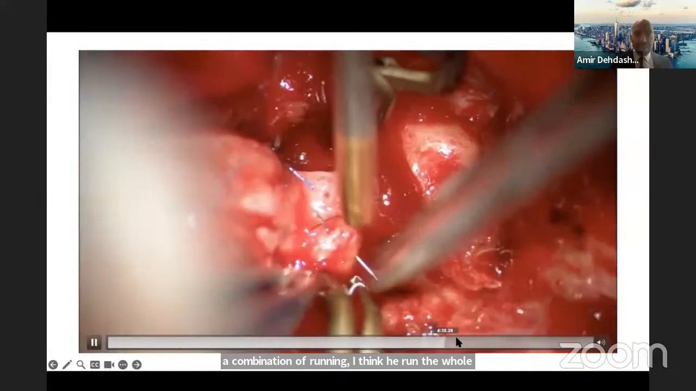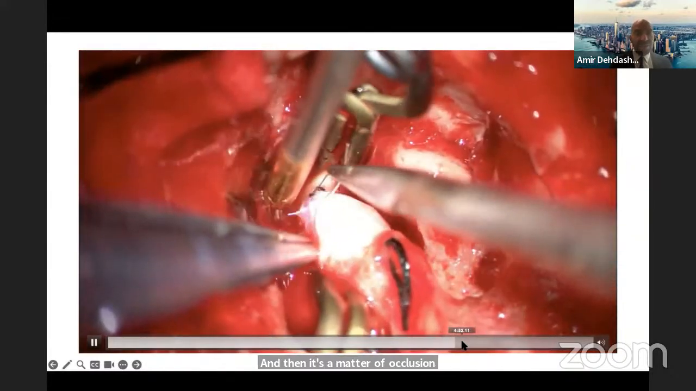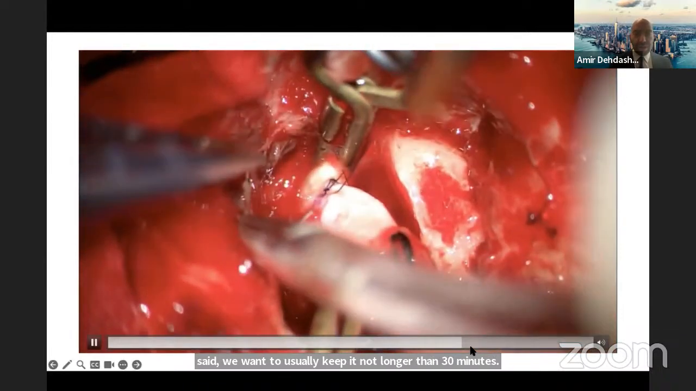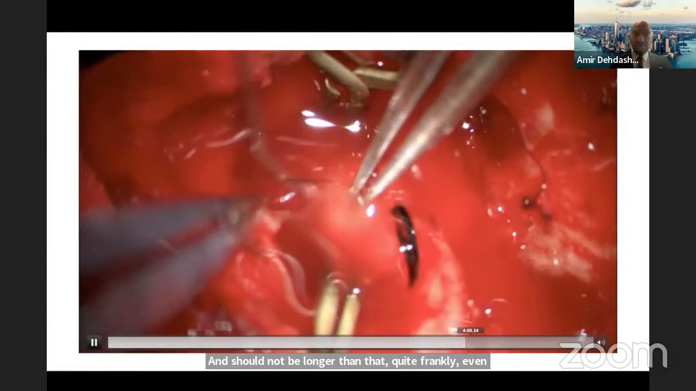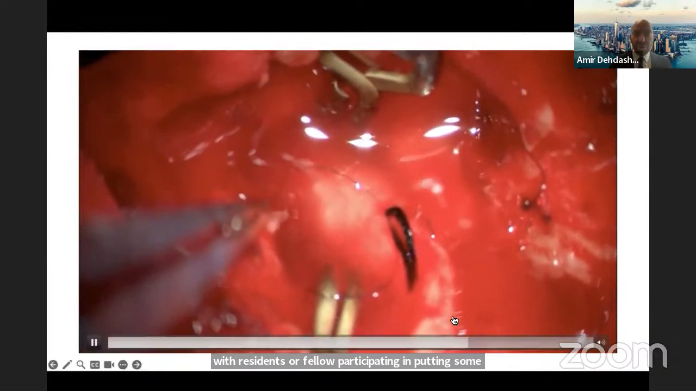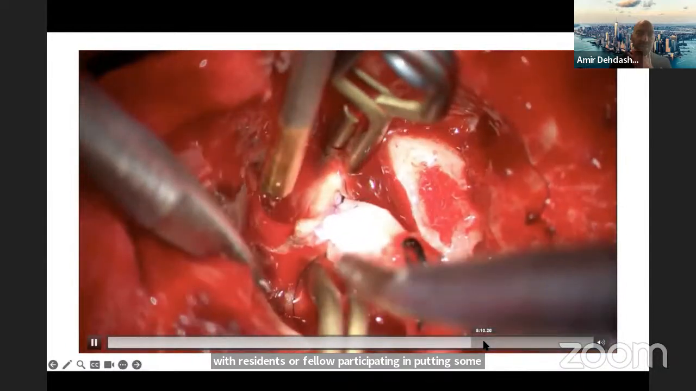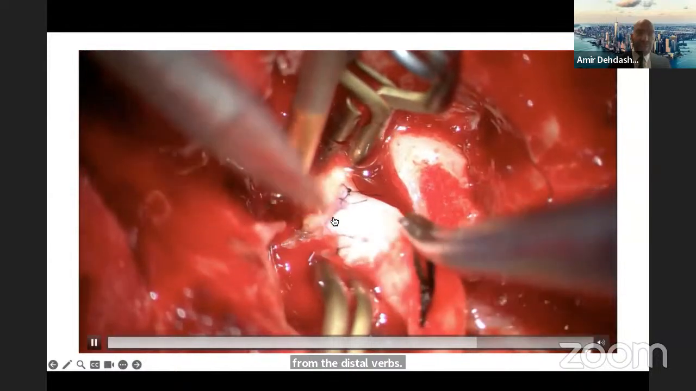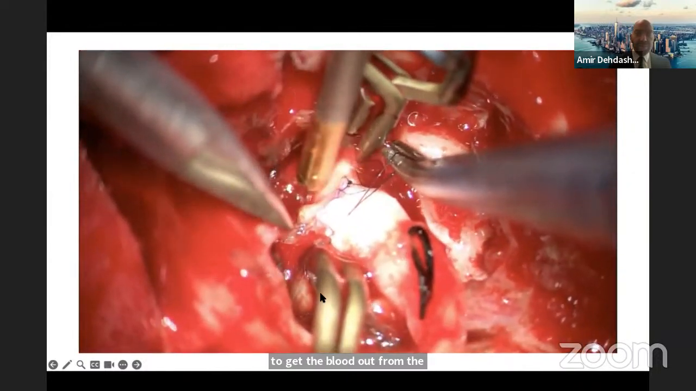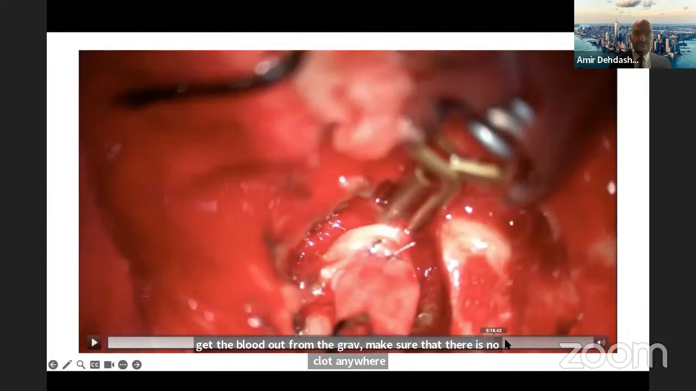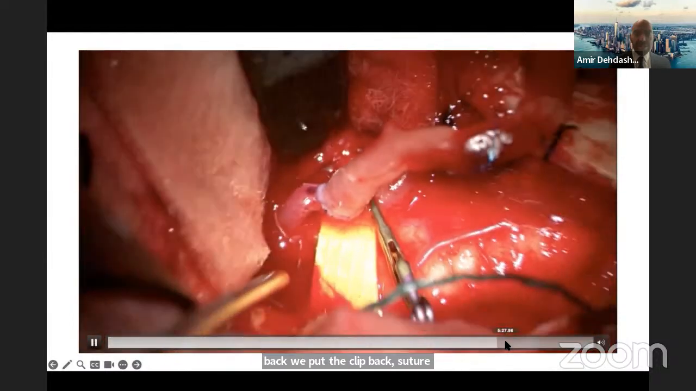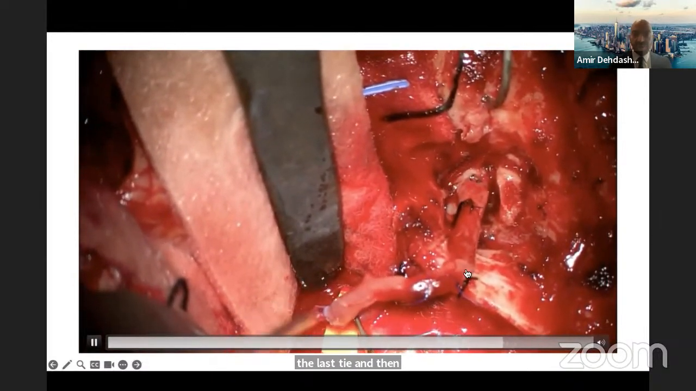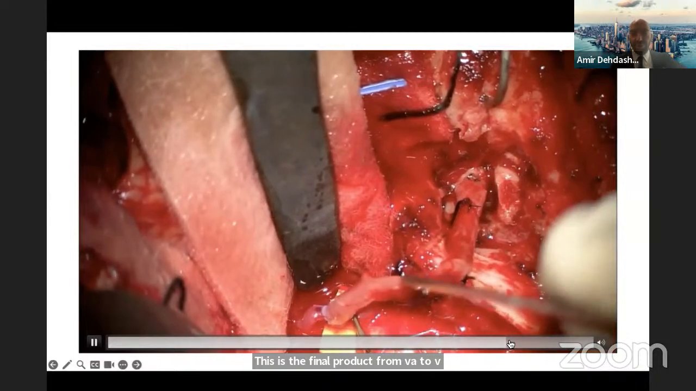And then it's a matter of occlusion time. Again, as I said, we usually want to keep it no longer than 30 minutes, and it should not be longer than that, quite frankly. Even with residents or fellows participating in putting some of the sutures, you back bleed from the distal vertebral to get the blood out from the graft, and make sure that there is no clot anywhere. Back bleed, put the clip back, suture the last tie, and then this is the final product from VA to PICA. So extracranial VA to PICA, that's the last indication that I showed you.